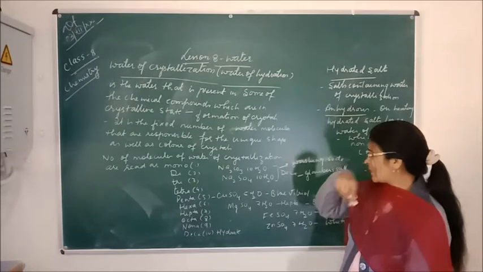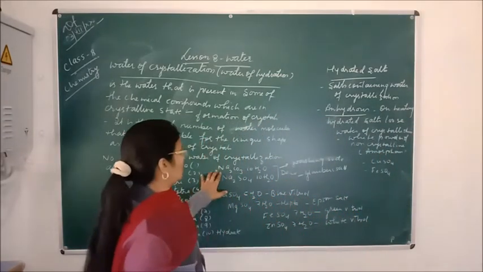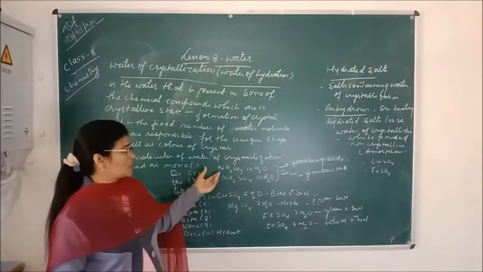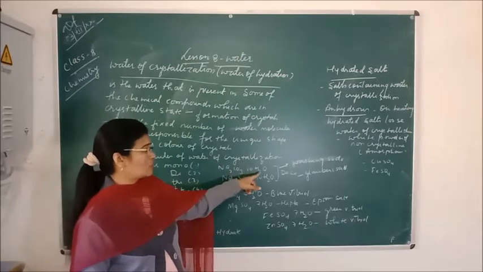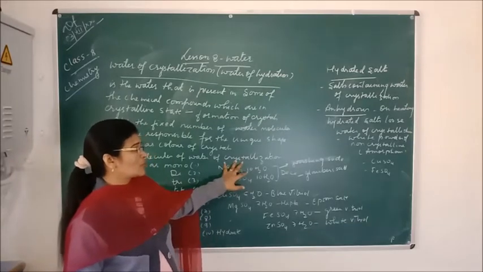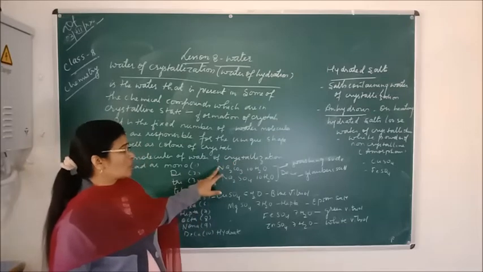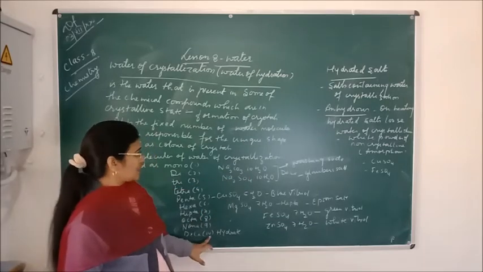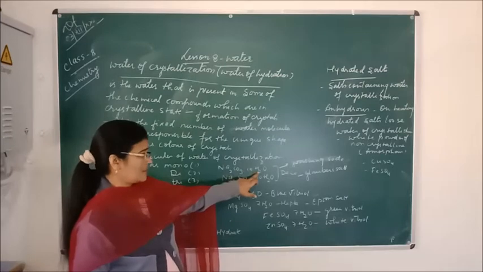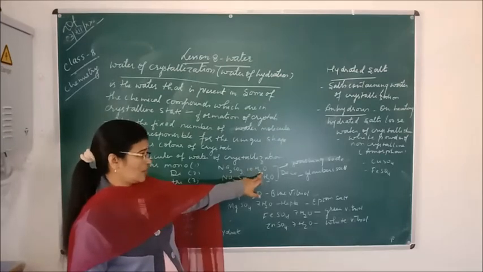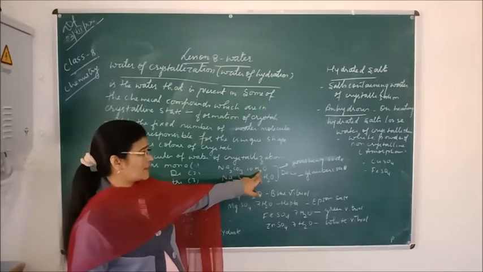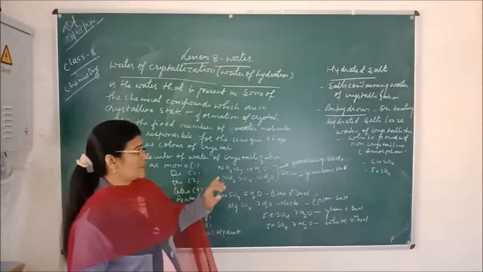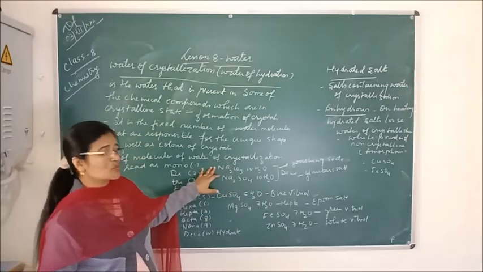We can take the example of sodium carbonate. Some chemical compounds which show water of crystallization, like sodium carbonate, Na2CO3 10H2O, means it has 10 water molecules. So what is it called? It is called sodium carbonate, and 10 means deca, so sodium carbonate decahydrate. Hydrate means it has water molecules. So sodium carbonate decahydrate, and in common name it is called washing soda.